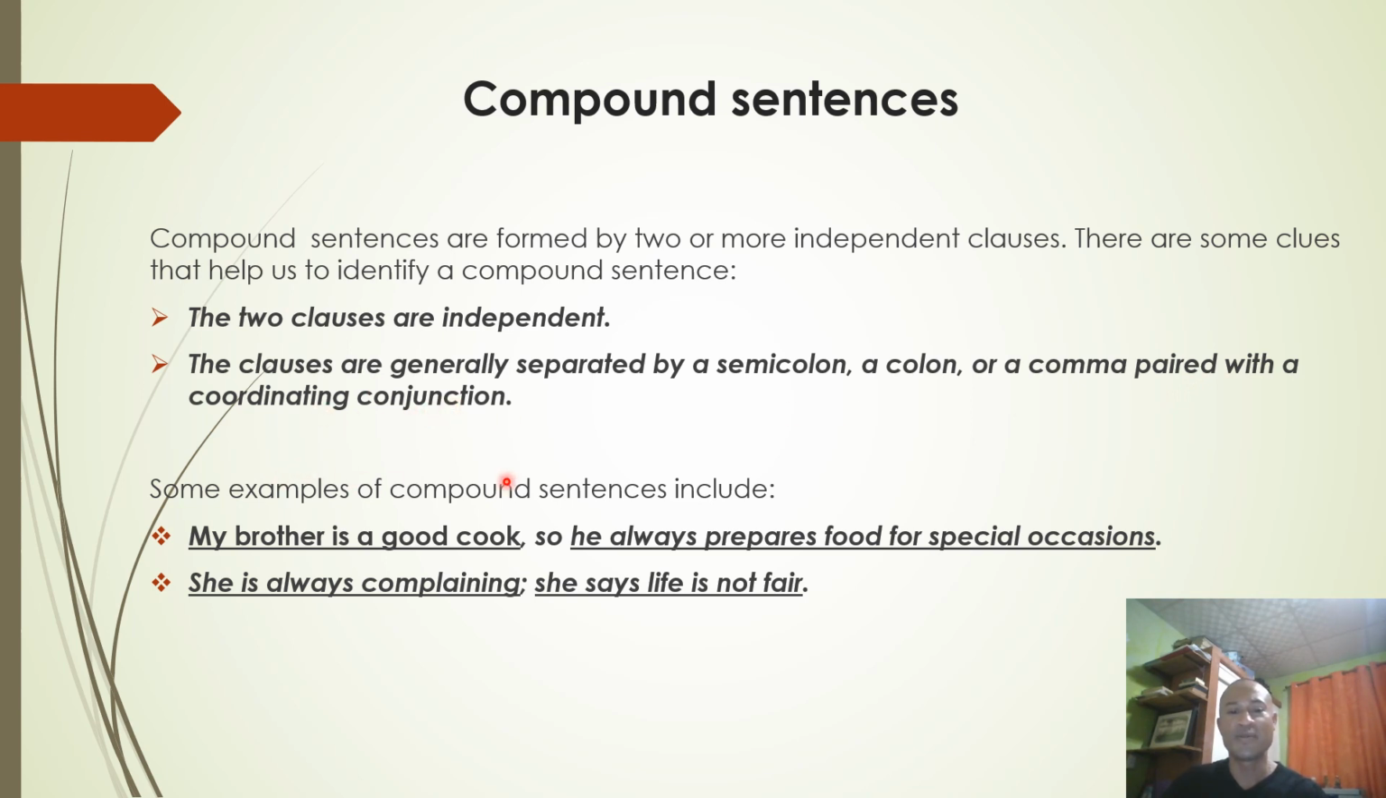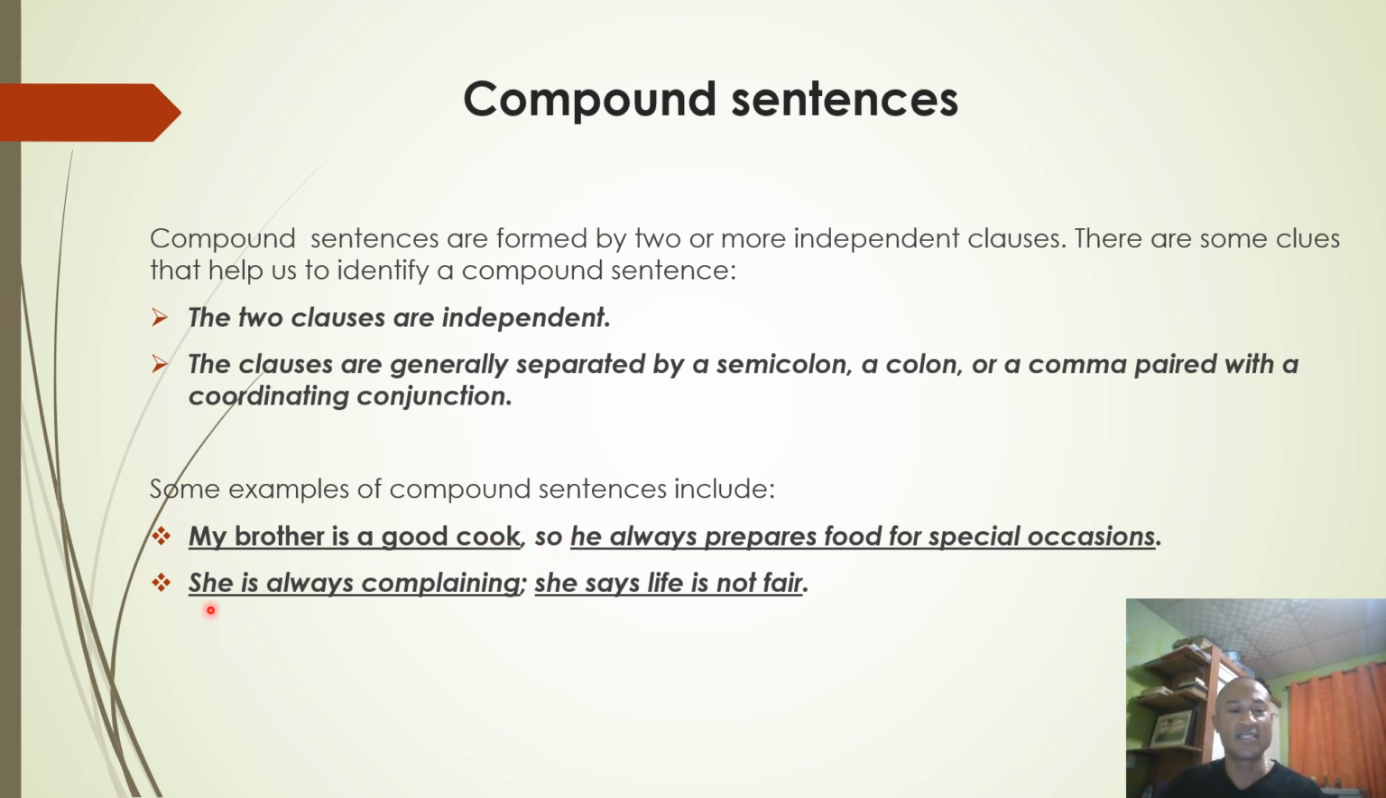Some examples of compound sentences include: My brother is a good cook, so he always prepares food for special occasions. Here we see that we have two independent clauses. My brother is a good cook, and he always prepares food for special occasions. These two independent clauses are linked by a coordinating conjunction, so, and separated by a comma.